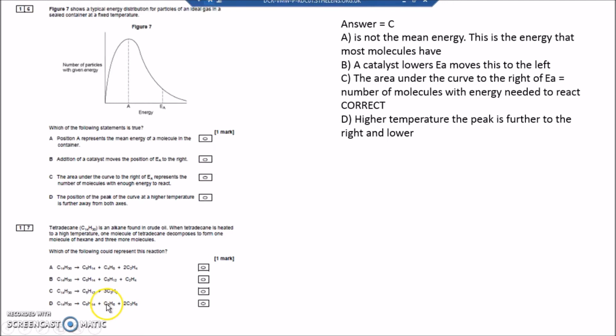D doesn't look as if it balances. If I check the number of hydrogens, I've got 30 hydrogens here, I've got 14, add 6 is 20, and 2 16s is 12, that's got 32 hydrogens. It actually doesn't balance, so A is the only one that's correct.